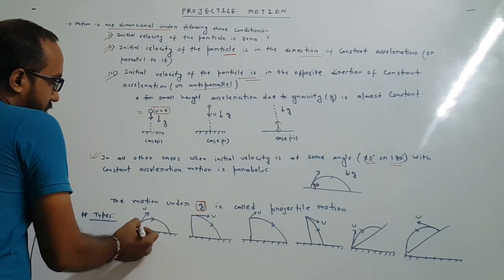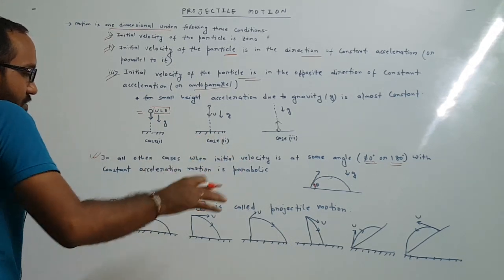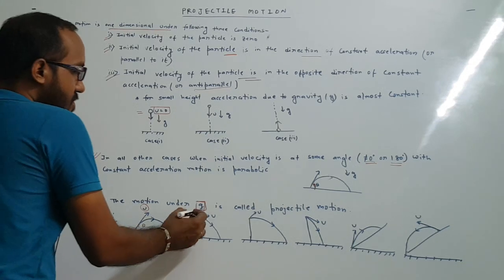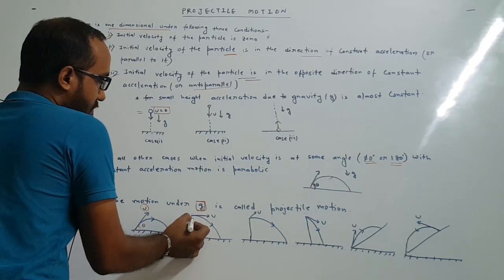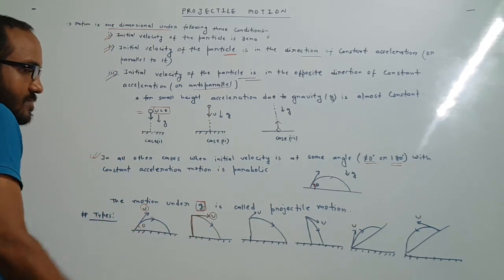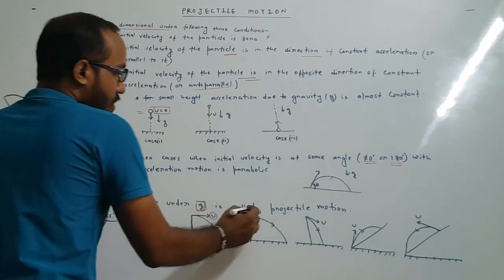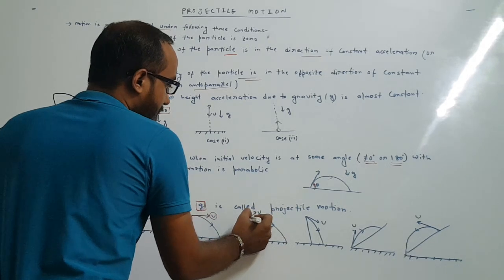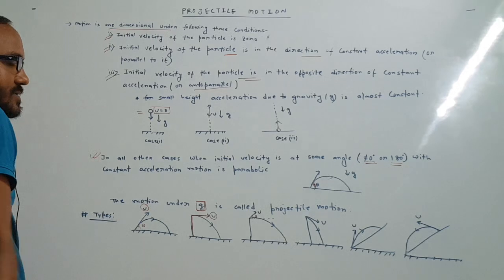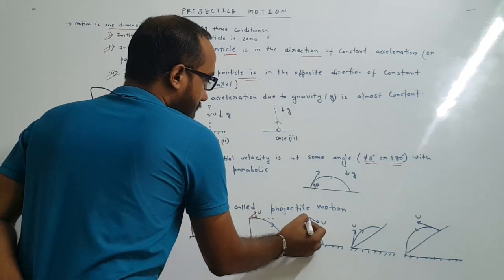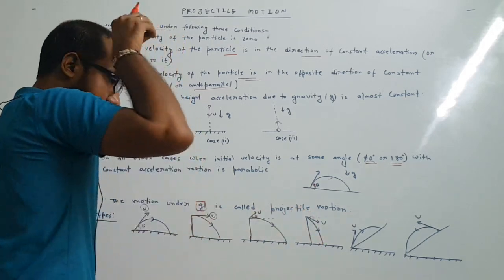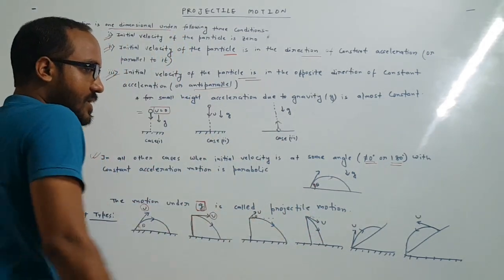One can happen: you have thrown something with angle theta with an initial velocity u. Or you have thrown something from a height in the horizontal direction with a velocity u, that may be a projectile motion. You have thrown something with an angle with the horizontal, or you have thrown something in the downward direction with an initial angle.